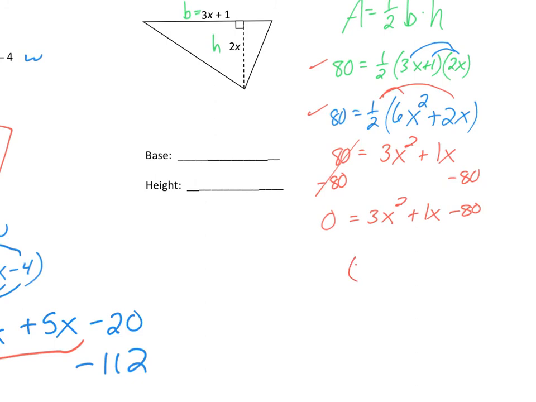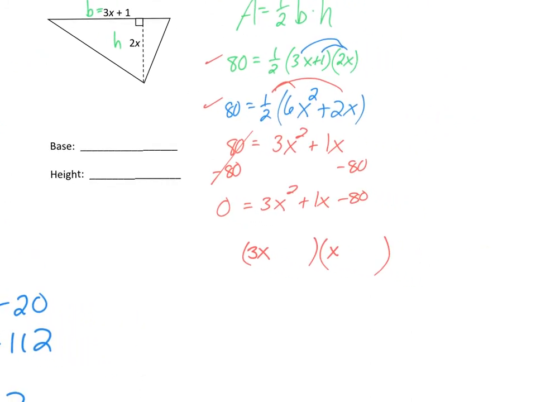Then we've got to factor. Okay, what multiplies to 3x squared? 3x times x. What multiplies to 80? This can be a little trickier. 80 is 80 times 1, 40 times 2, 20 times 4, 16 times 5, and 10 times 8. Okay. I would normally start with 10 times 8, but I don't think that's going to work out, because if you put 10 over here, 10 times 3 is 30. 30 is not close to 1.